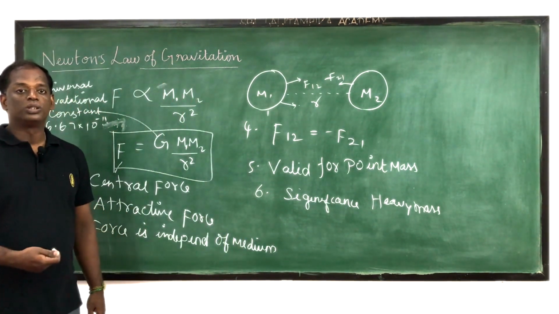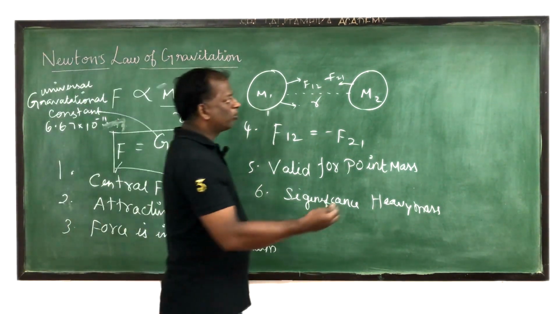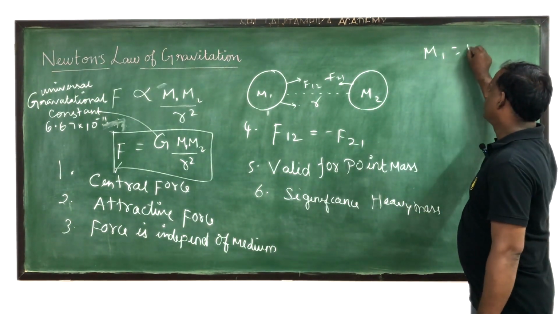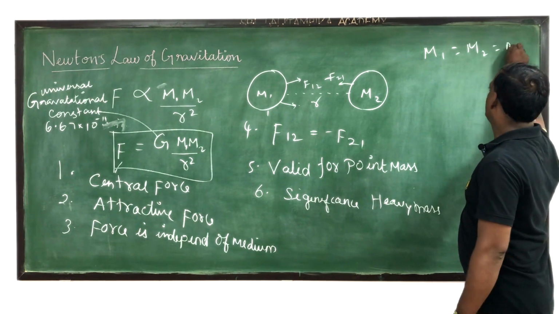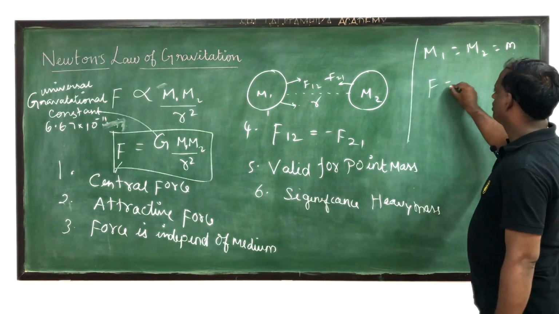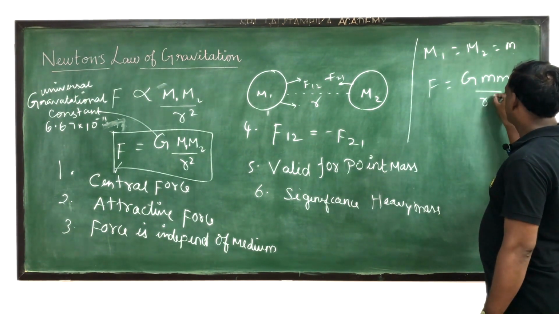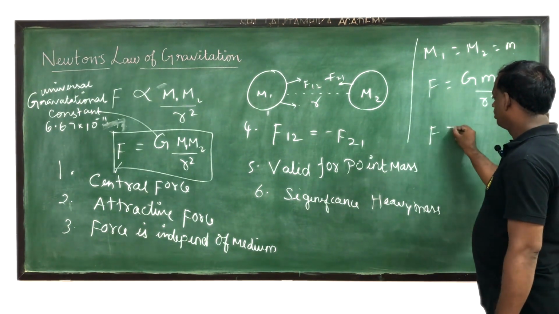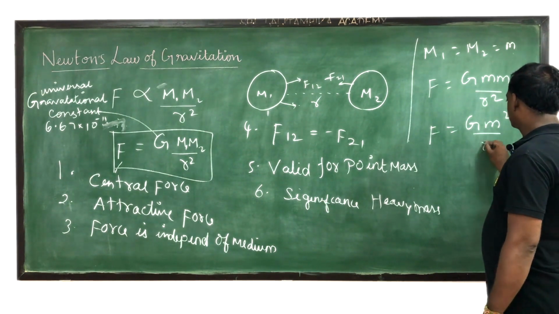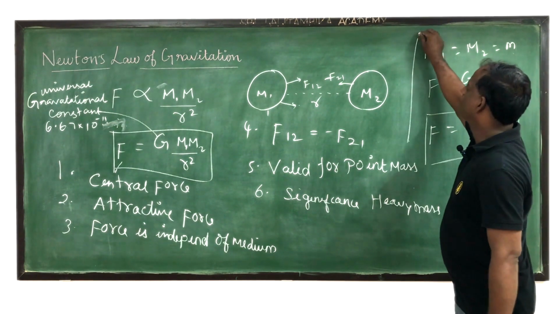F is equal to G m1 m2 by r square. If m1 and m2 are same, m1 is equal to m2 which is equal to m. அப்ப F ஓட வேல்யூ என்னவா இருக்கும்? F is equal to G, so m into m by r square, or F is equal to G m square by r square. So இது எப்ப? When masses are same.